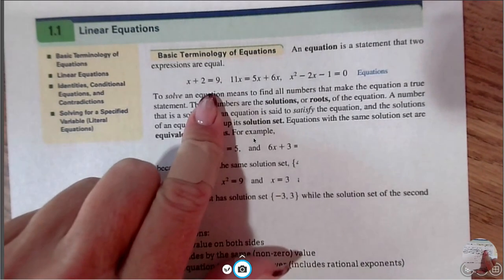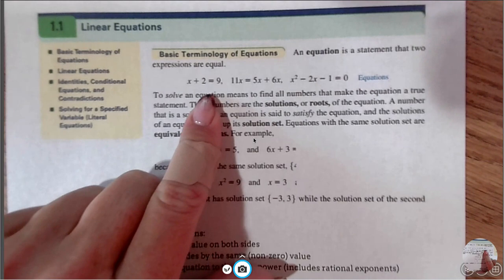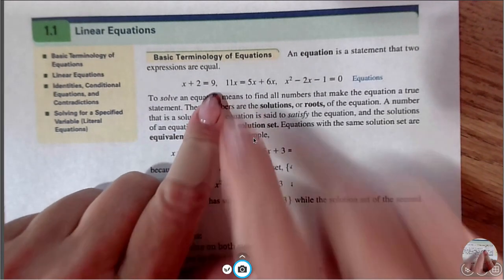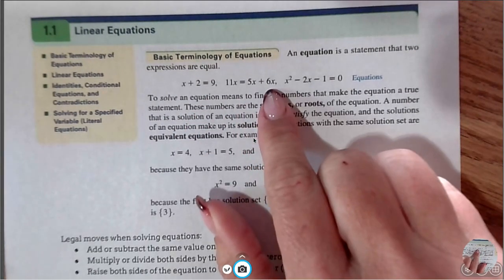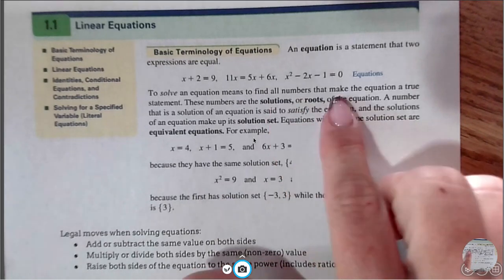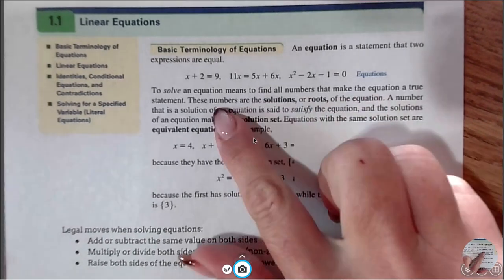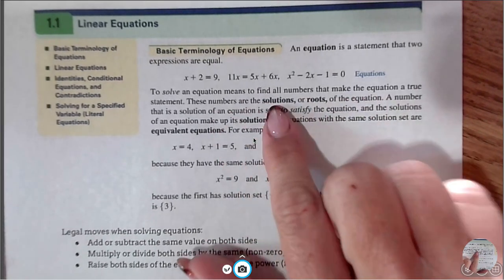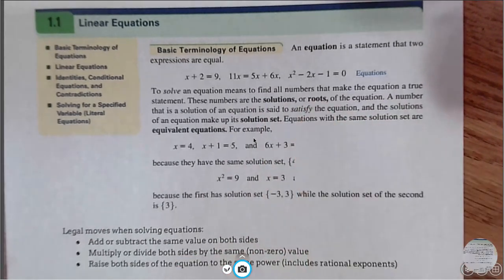Here are some examples of equations. x plus 2 equals 9. 11x equals 5x plus 6x. x squared minus 2x minus 1 equals 0. When we say solve an equation, that means we are going to find all numbers that make the equation a true statement. These numbers are called solutions or roots of the equation.